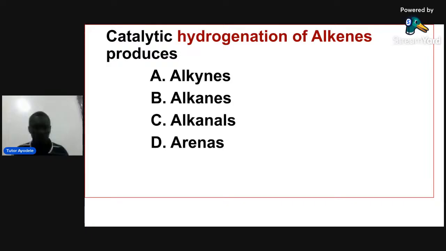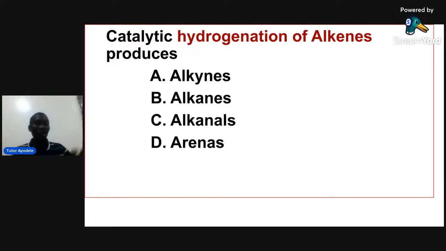All these things I'm showing, sincerely speaking, are likely questions that will come out in your exams. Be it any exam you are writing, these are likely questions that usually come out in hydrocarbons. So don't play with it. Take note of all these things. Write them down. Catalytic hydrogenation of alkenes produces what is there? Don't mind the grammar there.